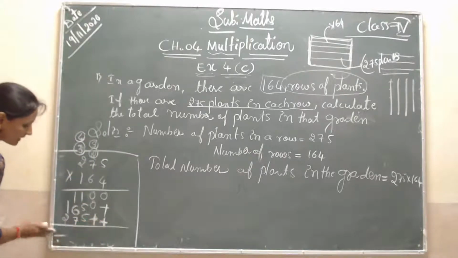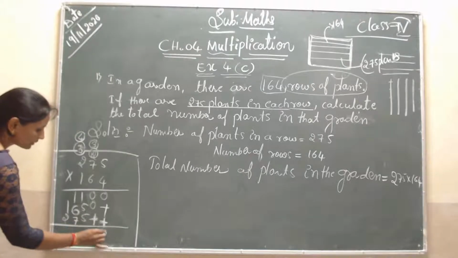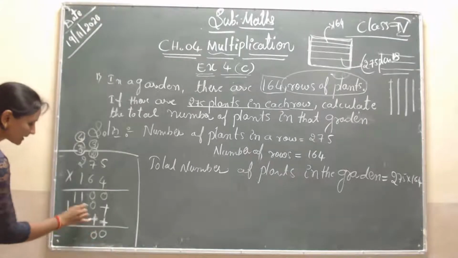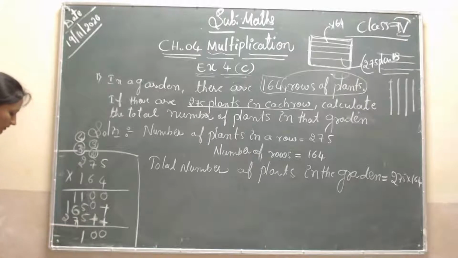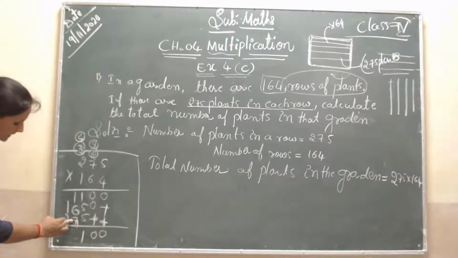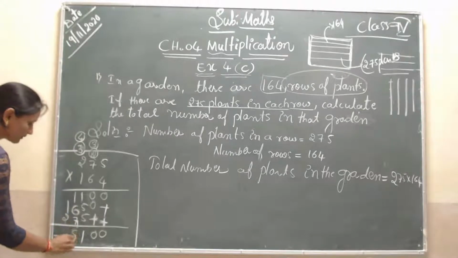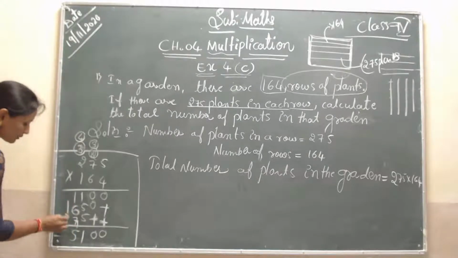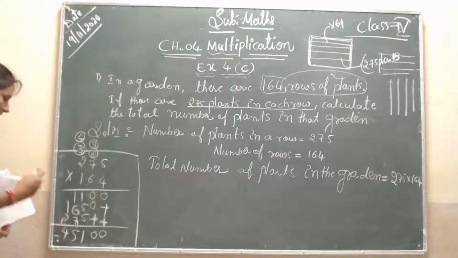Next we have to add it. 0 here, 0. 5 plus 1 is 10, 10 plus 1 is 11, write the carry 1. 6 plus 7, again 1, that is 14, 14 plus 1 is 15. Next is 1 plus 2 plus 1, that is 5. Students, how many is that?